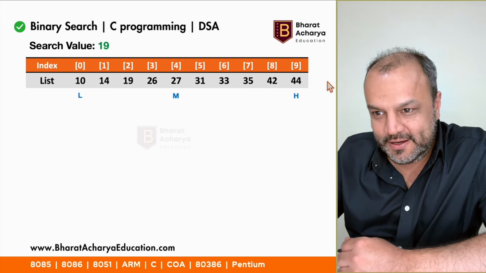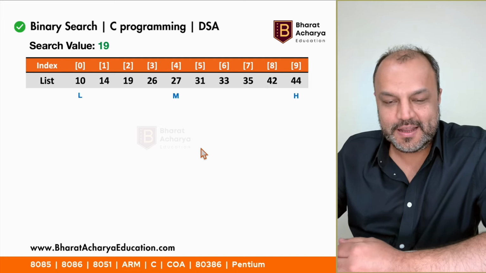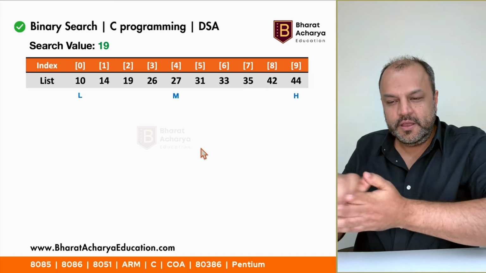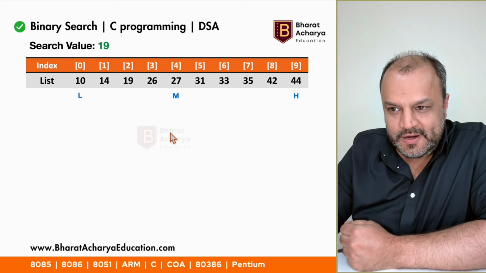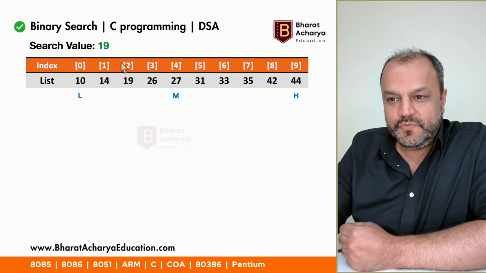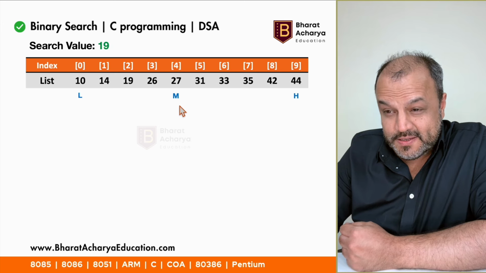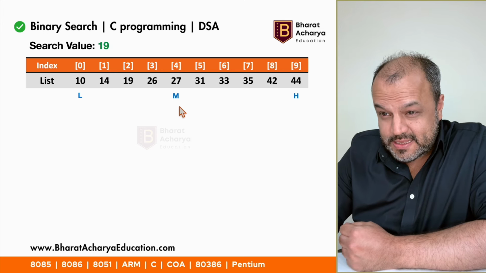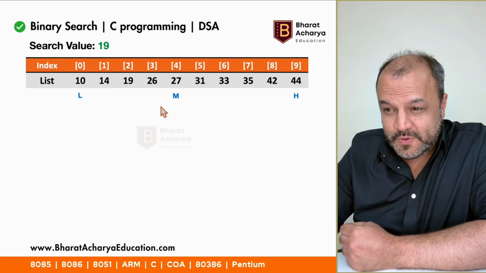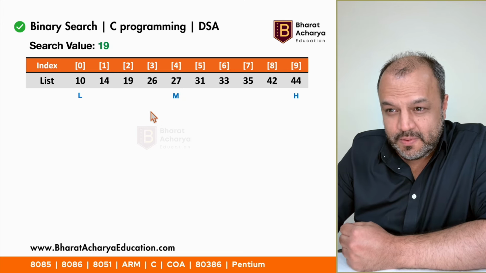19. I will look for 19. Look at the series. I'm looking for this number 19. Okay? Run your algorithm. Low is 0. High is last element. M is the midpoint. Now, 19. Compare with 27. Make it fast now. Compare with 27. 19 is lesser. As it's lesser, we go left. What happens when you go left? This whole section is eliminated. Low remains the same. High will become M minus 1.